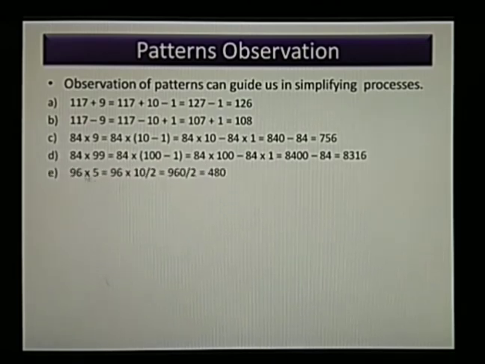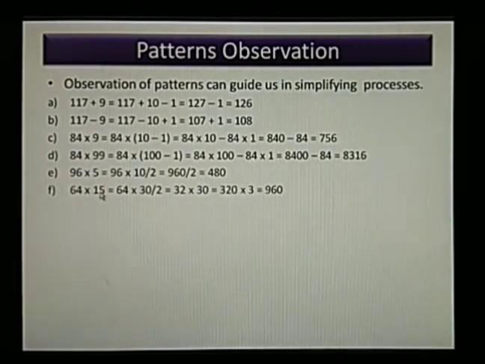Now next, 96 into 5. Okay, now 5 is there, what to do? We've again taken a multiple of 10. 5 can be written as 10 divided by 2. So it's the same thing. Then we have multiplied 96 into 10, that is 960, divided by 2, 480. It's very easy. When you divide by 2, the division becomes very easy.